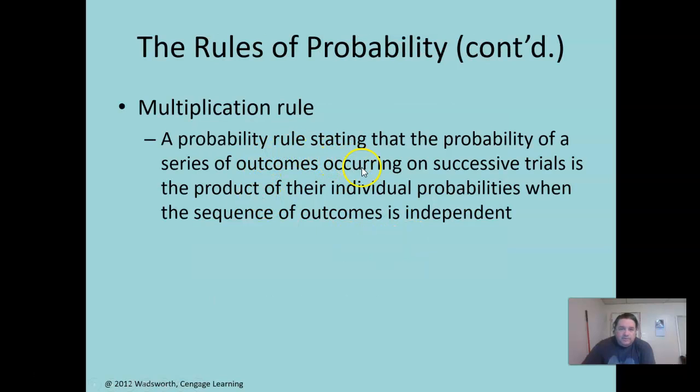A probability rule stating that the probability of a series of outcomes occurring on successive trials is the product of their individual probabilities when the sequence of outcomes is independent.